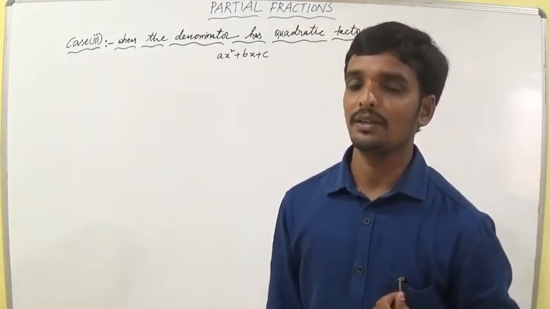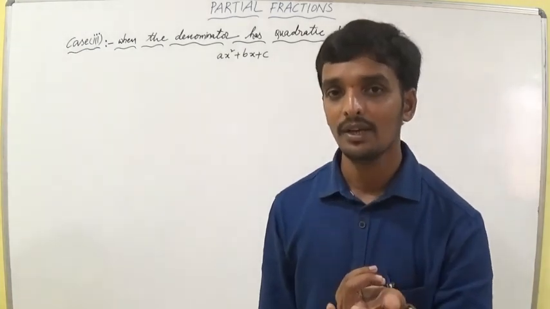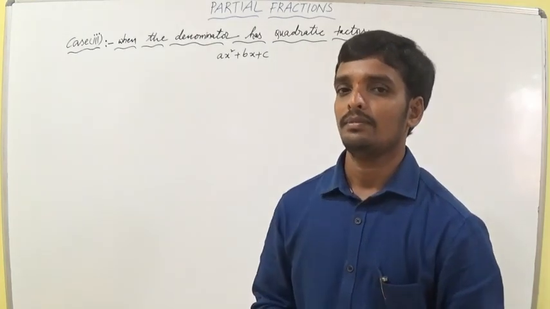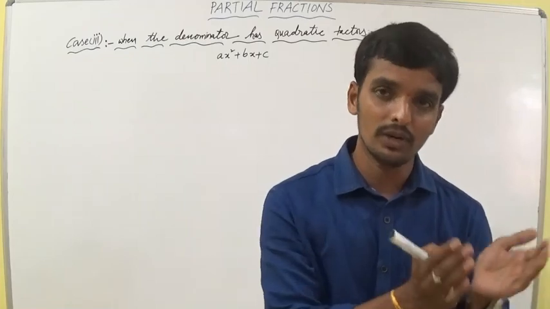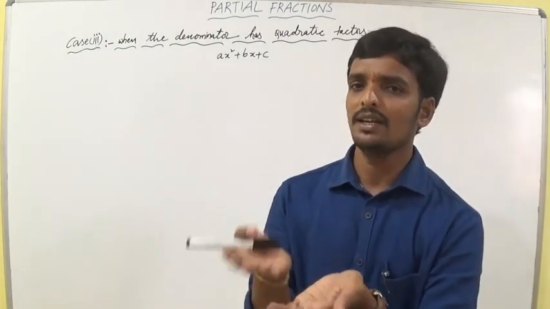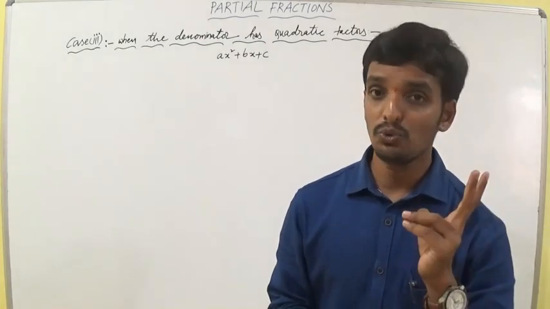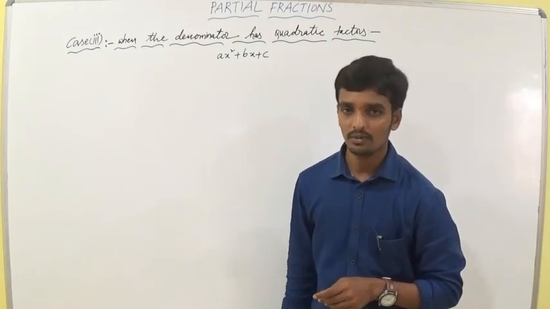Repeated, they are repeating: x square plus 1 whole square. X square plus 1 is a quadratic factor. It is repeating 2 times: x square plus 1 into x square plus 1. And the first one is non-repeated. That means one of the factors is the quadratic factor and the second factor is a linear factor or another quadratic factor. We have to discuss two things at a time in case 3. Did you understand what I am saying?